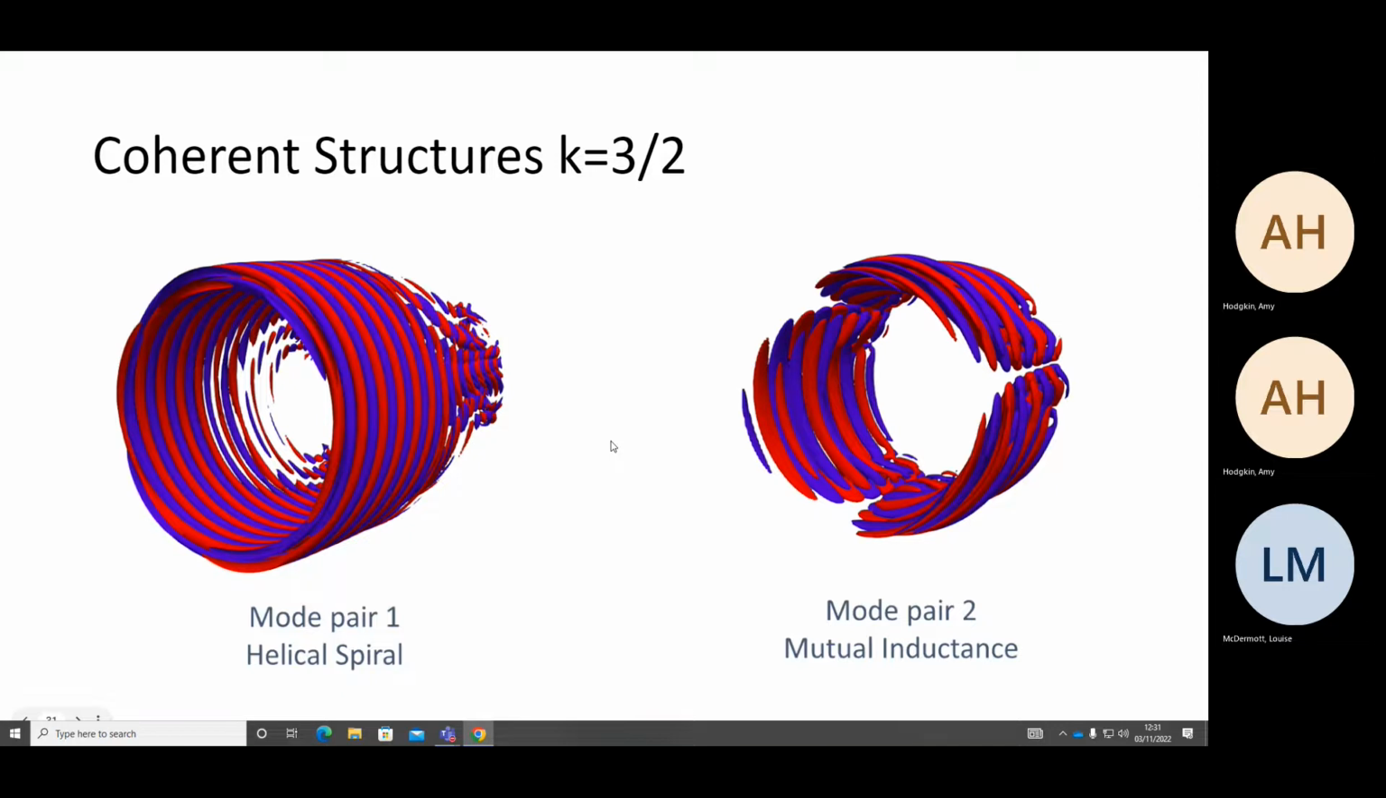After this, we have much smaller energy modes that are harmonics of the helical spiral and the mutual inductance, and other energetic turbulent modes. Also, I should mention, when we add shear and thermal stratification, the structure of the modes is the same in terms of it being a helical spiral and a mutual inductance, but the shape of it maps to the shape of the wake. So we have slanting when we have shear, and very little change when we have thermal stratification.